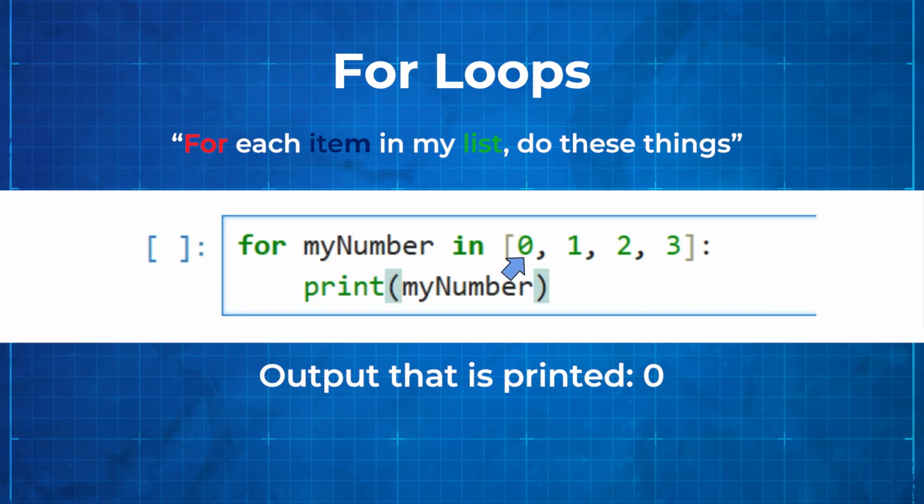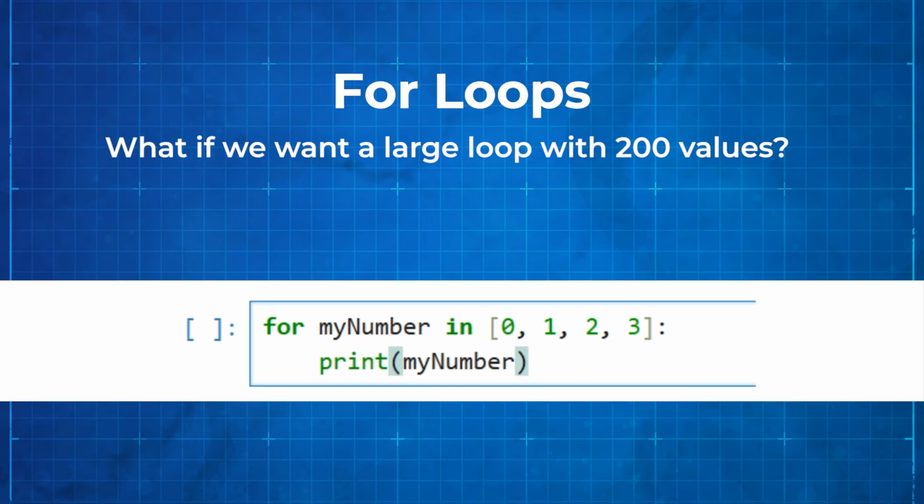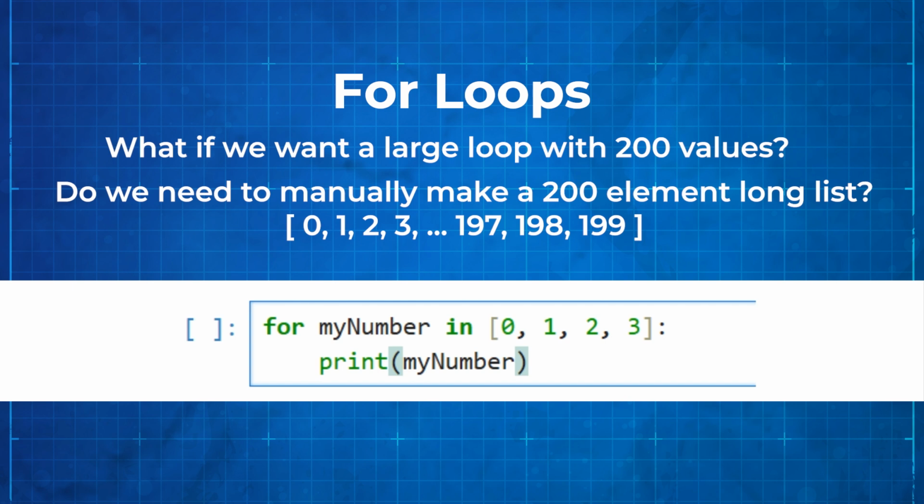On the second loop iteration, myNumber will be set to 1, and then the print will be called and print 1, and so on. Sometimes we use the variable set by the for loop, myNumber in this case, and sometimes we don't. We only care that the loop runs the correct number of times. Imagine we wanted to run the loop a very large number of times. It would be quite annoying to make a list of 200 values to run a loop 200 times.